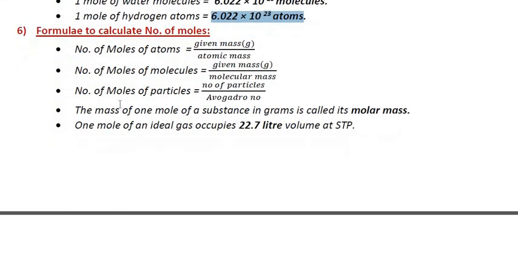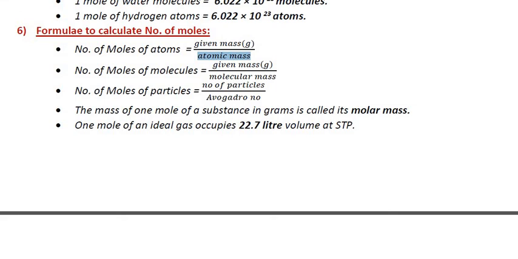Now how to calculate a mole? Formula to calculate number of moles. The first one is number of moles of atoms. It can be calculated by the formula given mass upon atomic mass. You have to keep in mind that the given mass must be in gram. Even if it is given in kg or any other unit of mass, we have to convert it into gram and then substitute the value of mass in the formula. So again I repeat, number of moles of atoms is given by the formula given mass in gram upon atomic mass.